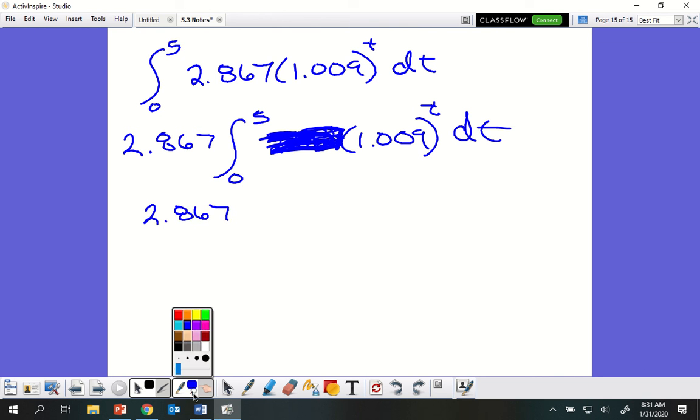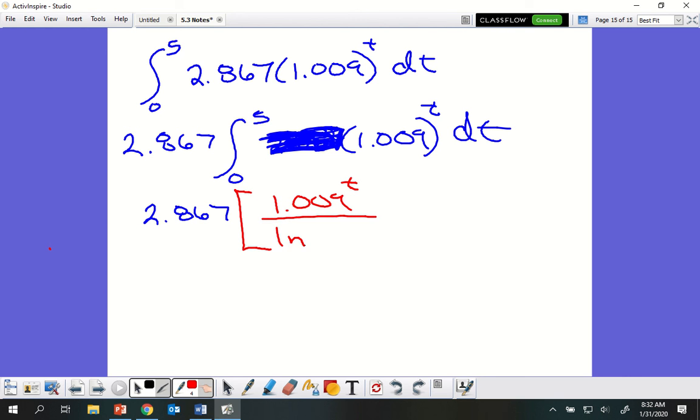2.867. You know what? I like red. Red works better for me. Okay, and that's going to be parentheses. I'm going to end up with the inside 1.009 to the t over ln of 1.009, like that.